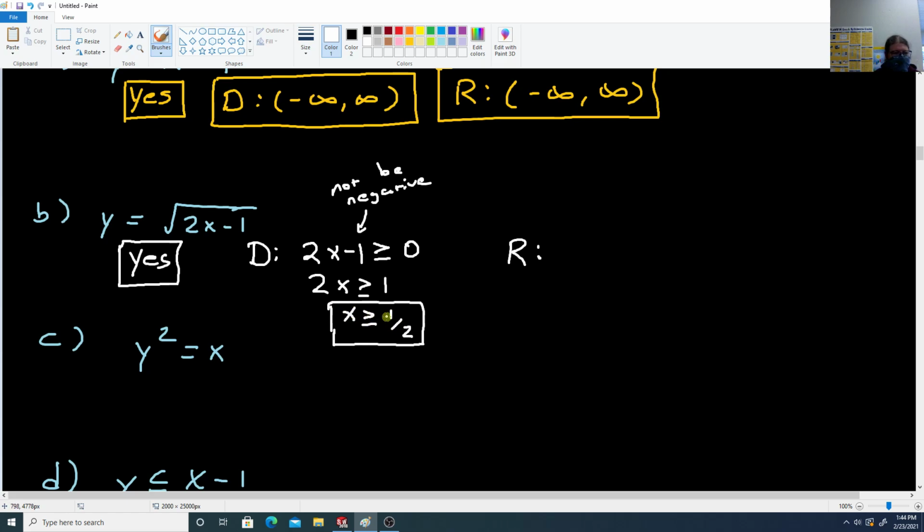For the range, I think, okay, if I input all the x's greater than or equal to a half, what y values do I get back? So if I input a half, that gives me back 0. If you think about it, if I input any number bigger than a half, that'll slowly fill out the positive numbers. So as I put numbers that are bigger and bigger and bigger than a half in, I get back y's that are bigger and bigger. So my range in this case would be 0 out to infinity.